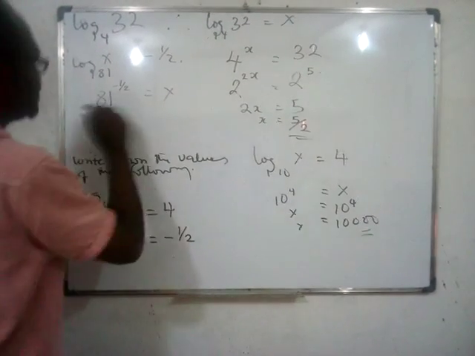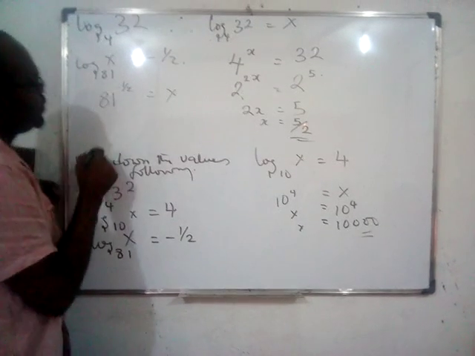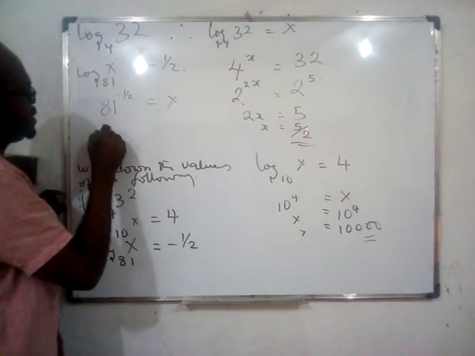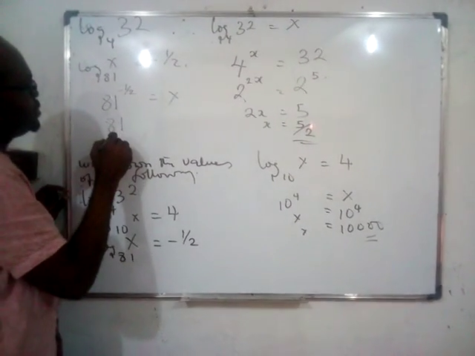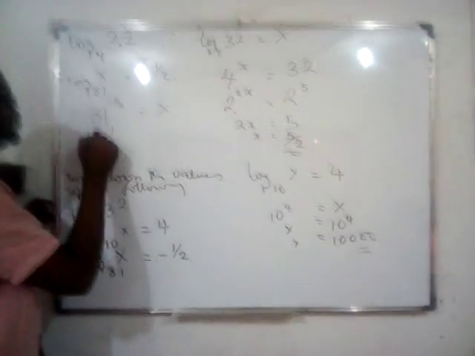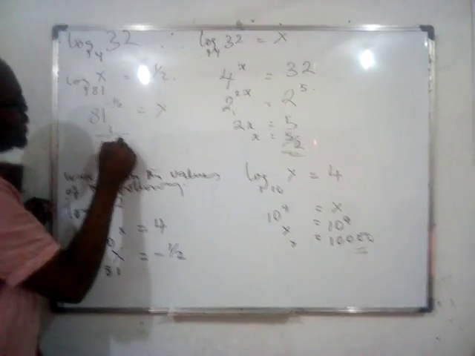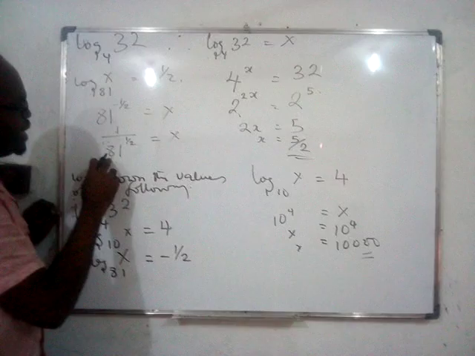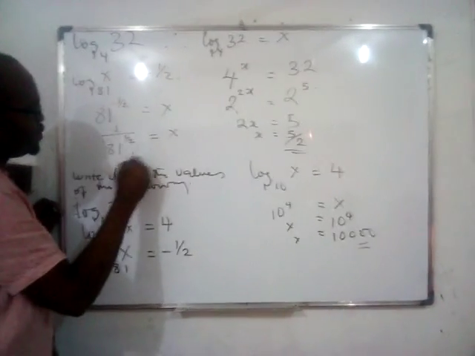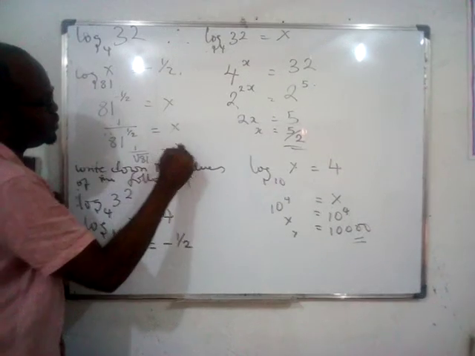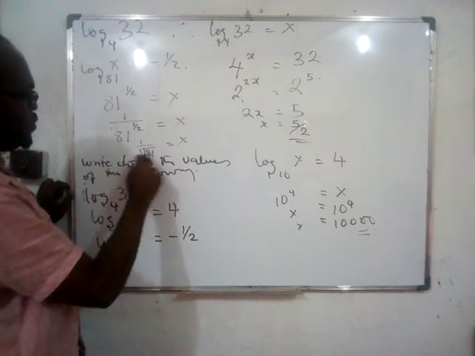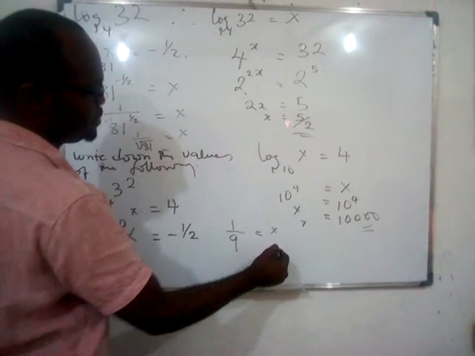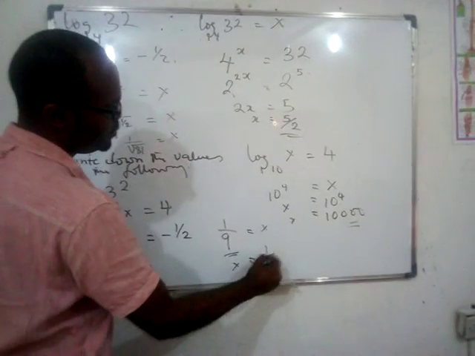Is equal to what? X. So what do we do now? We simply say that, what do we do now? This is the same thing as saying 1 over 81 to power half equal to what? X. 81 to power half is what? This is the same thing as saying 1 over root 81 equal to what? X. Is that clear? Root 81 is what? 1 over what? 9 equal to what? X. So this is the answer. X is equal to 1 over 9.